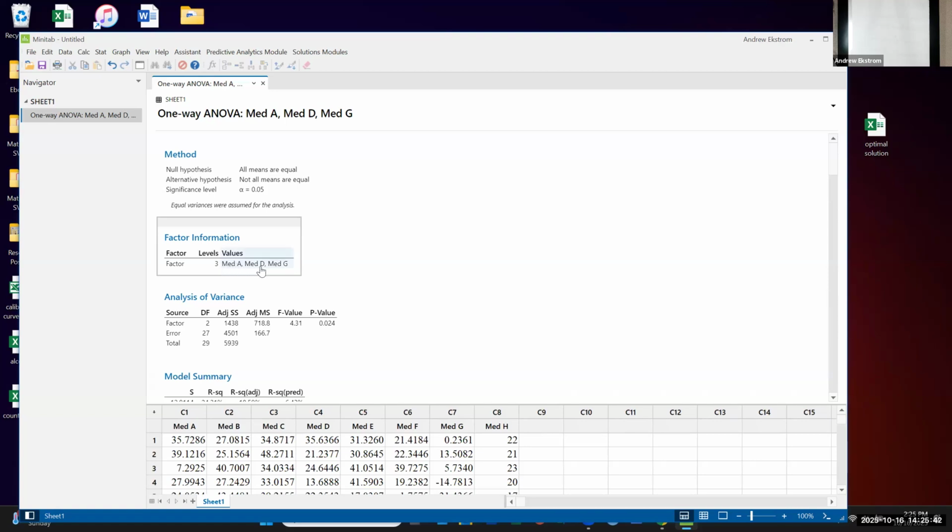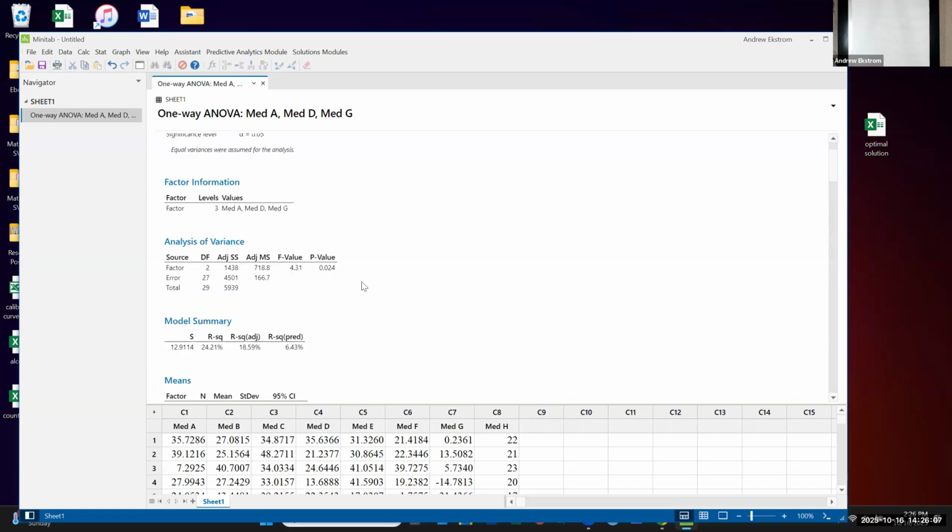So this is telling us what we actually tested. This is telling us up here what we're basically testing: all means are equal versus not all means are equal. Alpha 0.05, so this is the 95% confidence interval. Equal variances were assumed. Is that actually true? We will see in a moment.